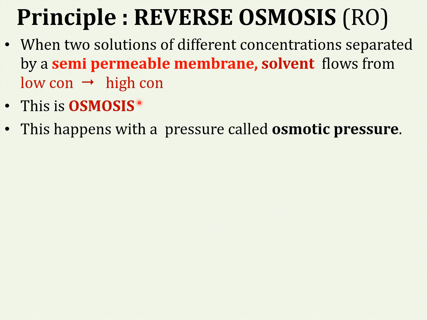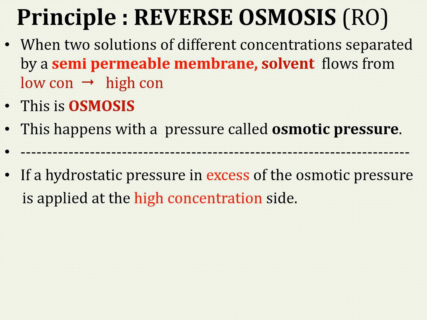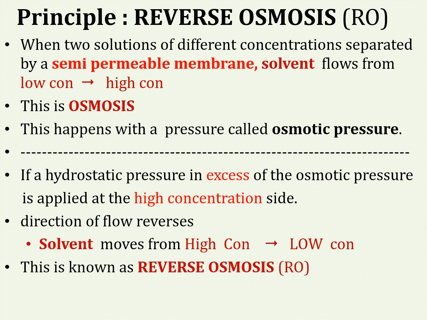Now let's come to what is reverse osmosis. Well, this is the case. Now we are going to apply a pressure in excess of the osmotic pressure. That is, a pressure greater than osmotic pressure is applied on the higher concentration side, and let's see what happens. If we apply a hydrostatic pressure in excess of the osmotic pressure on the higher concentration side, then the flow will reverse. The solvent molecules will reverse their direction. That is, they will move from higher concentration to the lower concentration side. And this is nothing but reverse osmosis.